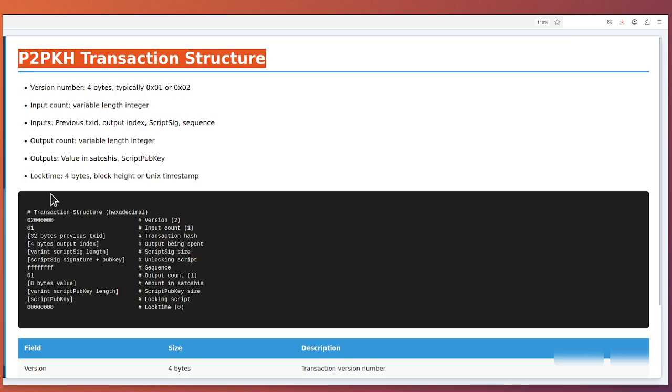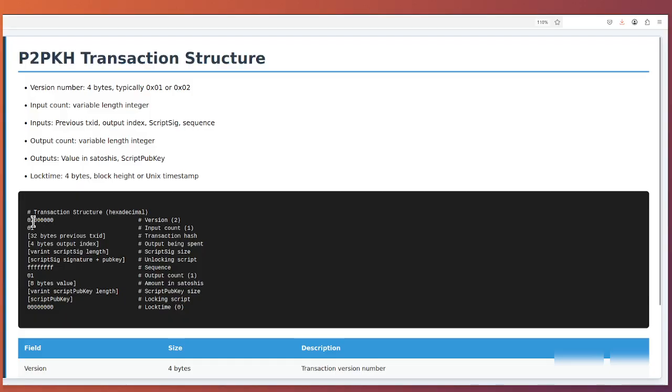Every transaction begins with a 4-byte version number, currently set to either 1 or 2 for most transactions. Version 2 became standard with BIP68, which enabled relative lock times. The version number allows for future protocol upgrades and tells nodes how to interpret the transaction data. Following the version is the input count, a variable length integer that specifies how many inputs this transaction is consuming.